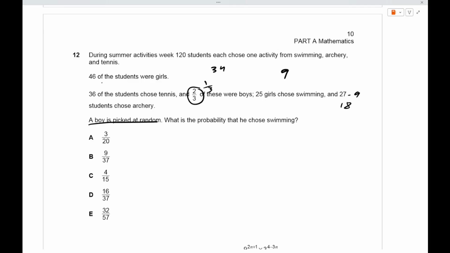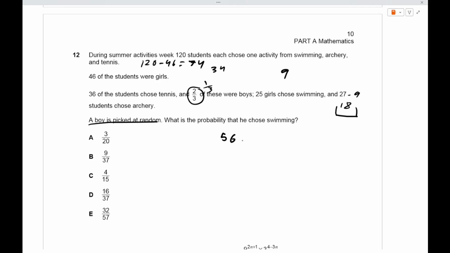First of all, if there are 46 girls, for the number of boys you do 120 minus 46, which of course, really simple, is 74. You have 74, and 18 of these do archery. So you're going to have... My mental math is a bit rusty, but yours should be sharp. It should be as sharp as possible.